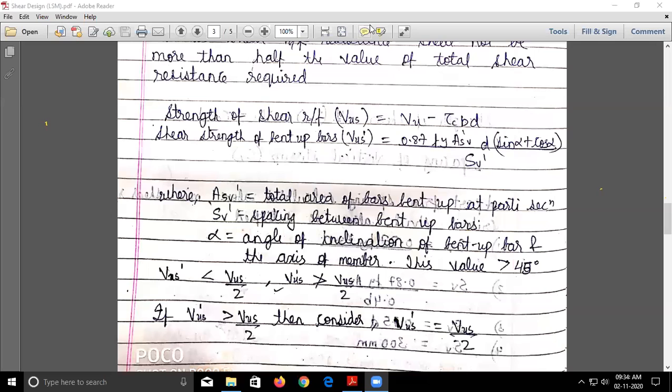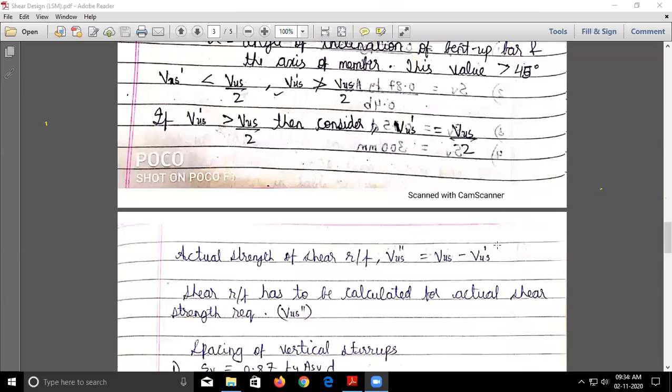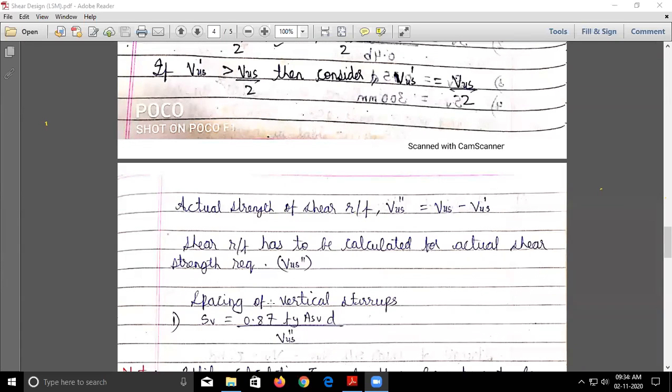Yes, sir. Okay, moving on. So the actual strength of the shear reinforcement, ठीक है, actual strength क्या हो जाएगा, Vus double dash. So Vus minus जो bent up bar है उसका strength we will subtract. Then we will get the actual strength for which we will have to design the shear reinforcement. So shear reinforcement has to be calculated for the actual shear strength Vus double dash. उसके लिए spacing का criteria क्या हो जाएगा, 0.87 fy into Asv into d upon Vus double dash. Same thing है, बस यहाँ पे 0.87 fy is the change.